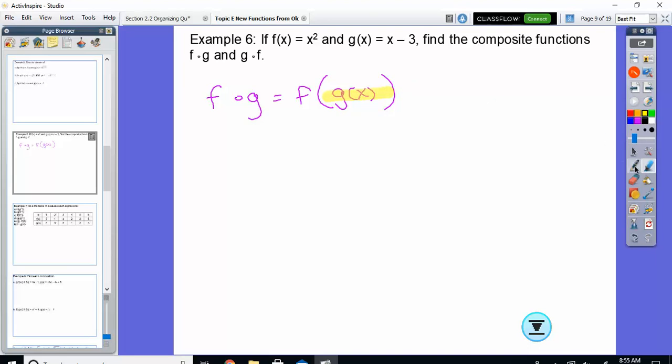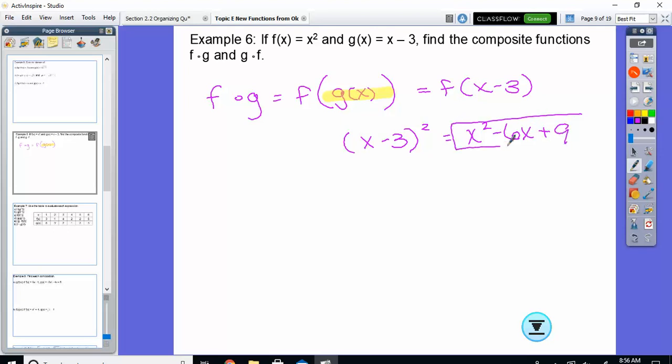Inside. So I have to start with that G of X, which is X minus 3. And then I plug that into F. So F is whatever you plug in squared, so that would be X minus 3 squared. So is that X squared minus 9? A negative would be a positive. So X minus 3 times X minus 3, so you get X squared minus 6X plus 9.